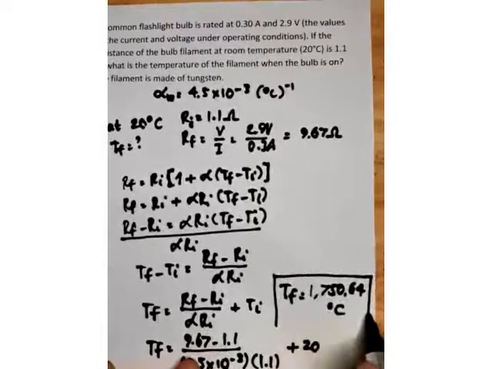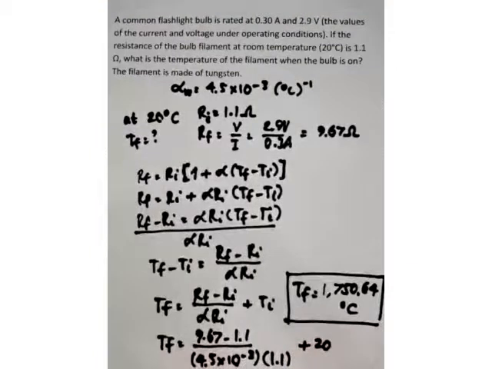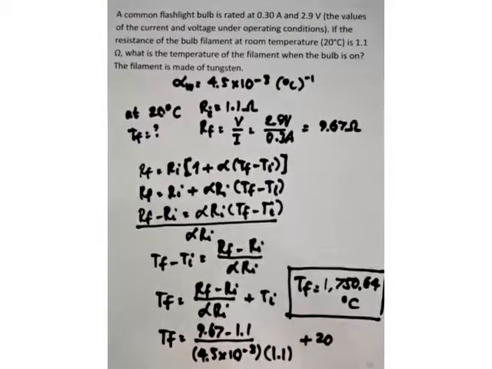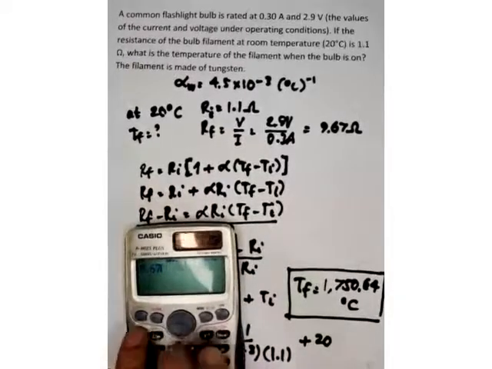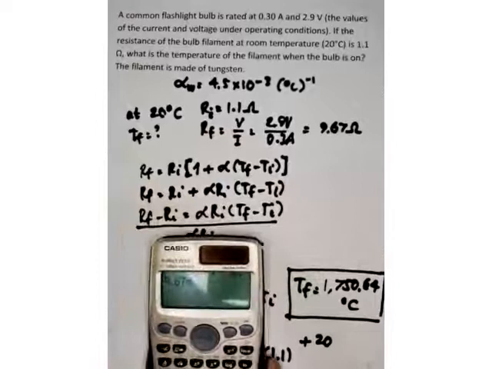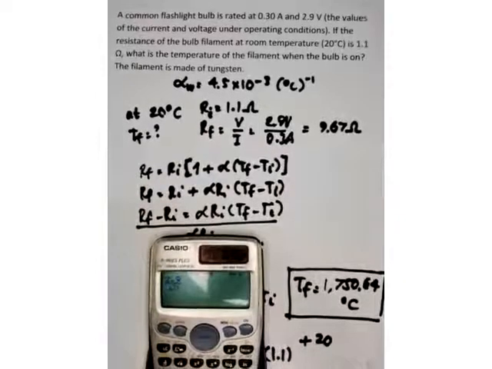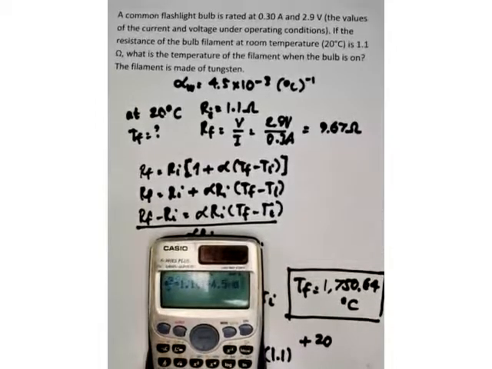Ayan. Okay. Ang pinakamadali actually is pwede nyo siyang i-shift solve. So, dito pa lang, pwede na natin kunin yung sagot. So, that's 9.67 alpha equal, or that's 2.9 over 0.3 alpha equal 1.1 times 1 plus 4.5 exponent negative 3 times alpha x minus 20. Okay, shift solve.